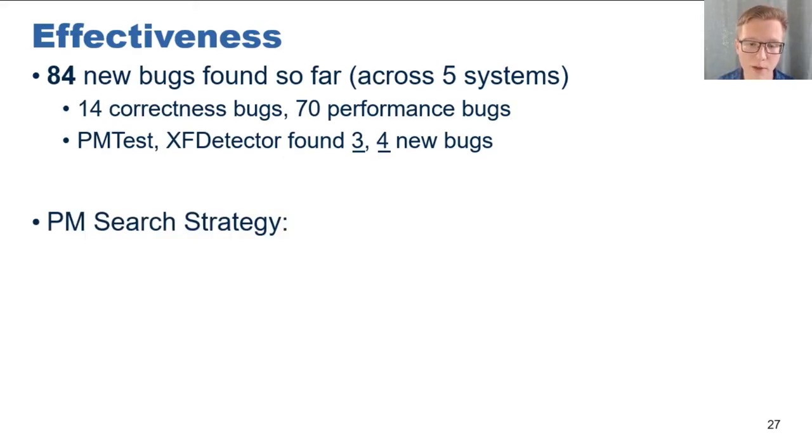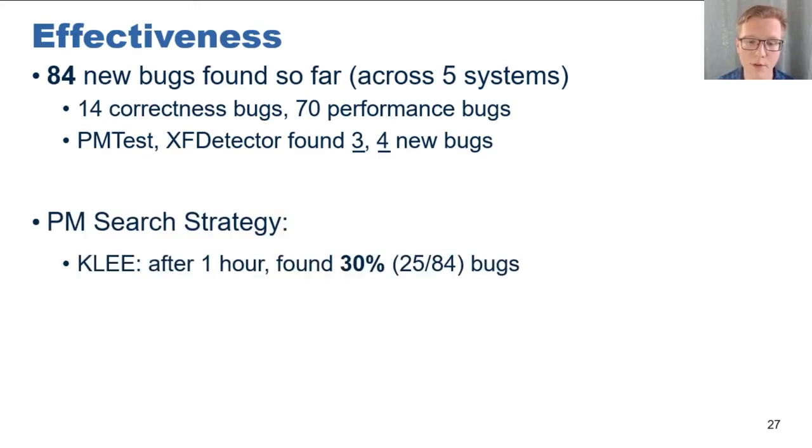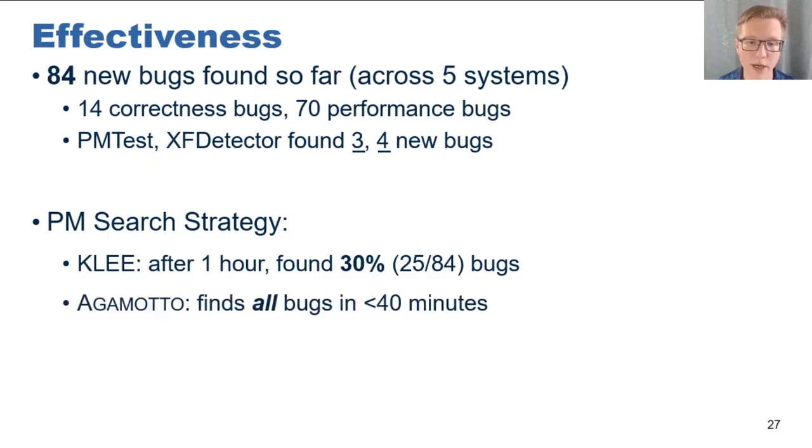We also evaluate the effectiveness of AGAMOTTO's search strategy. We compare AGAMOTTO's PM-aware strategy to KLEE's default search strategy. After an hour of runtime, KLEE's search strategy only found 30% of the bugs that we found in total. In contrast, AGAMOTTO's strategy was able to find all bugs in under 40 minutes.